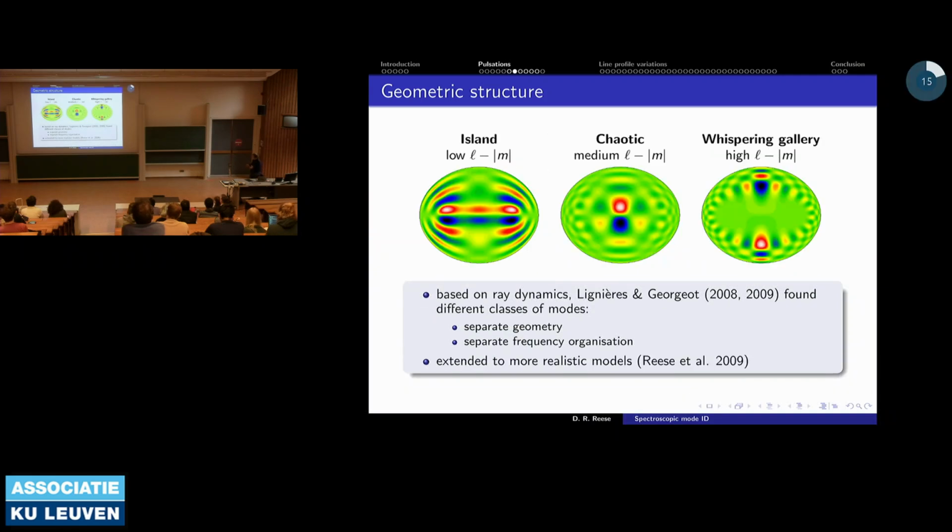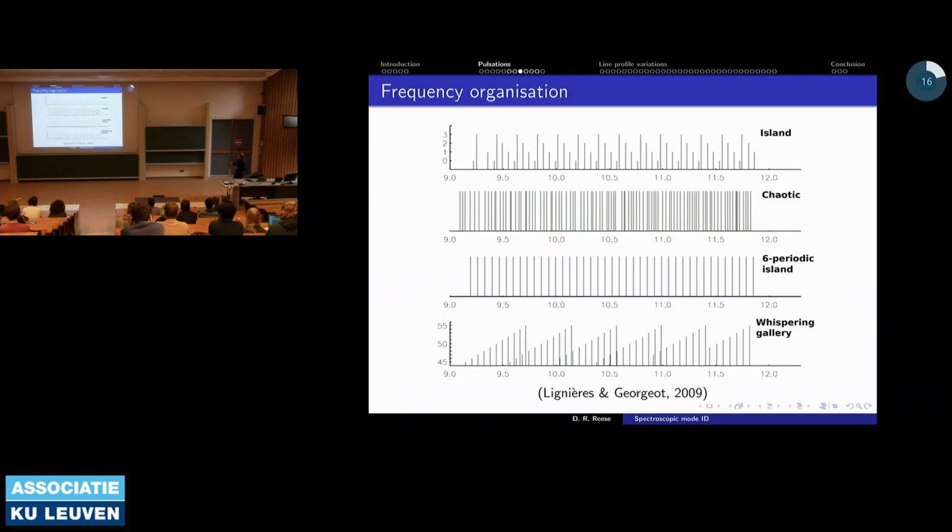Now, if you do full 2D calculations, you can find actual modes which are counterparts to these different classes. It turns out that these modes have their own characteristic geometry, as you can see, and they also have their own separate frequency organization. But of course, all of this is overlapping. To show this, here's a plot which shows the frequencies of island modes, chaotic modes, 6-period island modes, and whispering gallery modes, and all of this is superimposed.